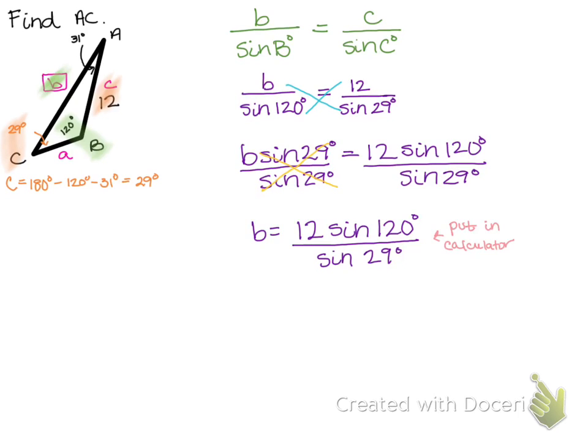Now I simply put the right side in the calculator. Not the b equals, but starting with the 12 sine 120 over sine 29. Make sure your calculator is in degree mode. Please make sure your calculator is in degree mode or you'll get the wrong answer. Put it in the calculator and you get b equals 21.4.